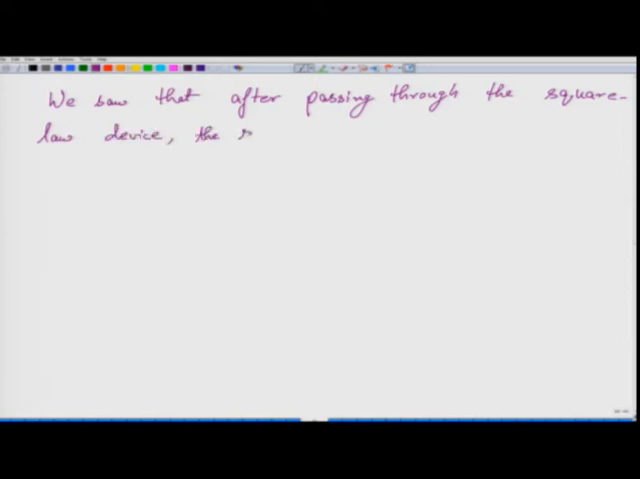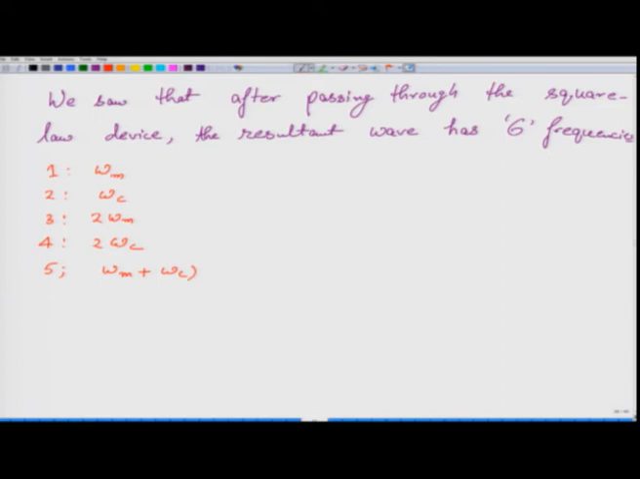So, what we saw is, let us write it, we saw that after passing through the square law device, the resultant wave has 6 frequencies, and they are number 1 omega m, number 2 omega c, number 3 2 omega m, number 4 2 omega c, number 5 omega m plus omega c, and number 6 omega c minus omega m.